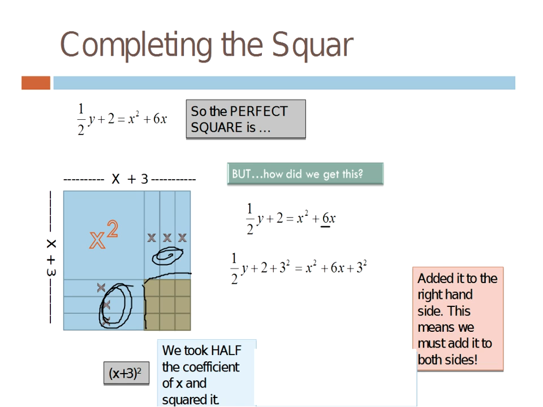And if you add it to one side, you have to add it to the other. So this x squared plus 6x plus 9 is now a perfect square. That's why I added the 9 to both sides. I could have added 27, I could have added 2.7, I could have added a negative value. I added 9 so that this is a perfect square.